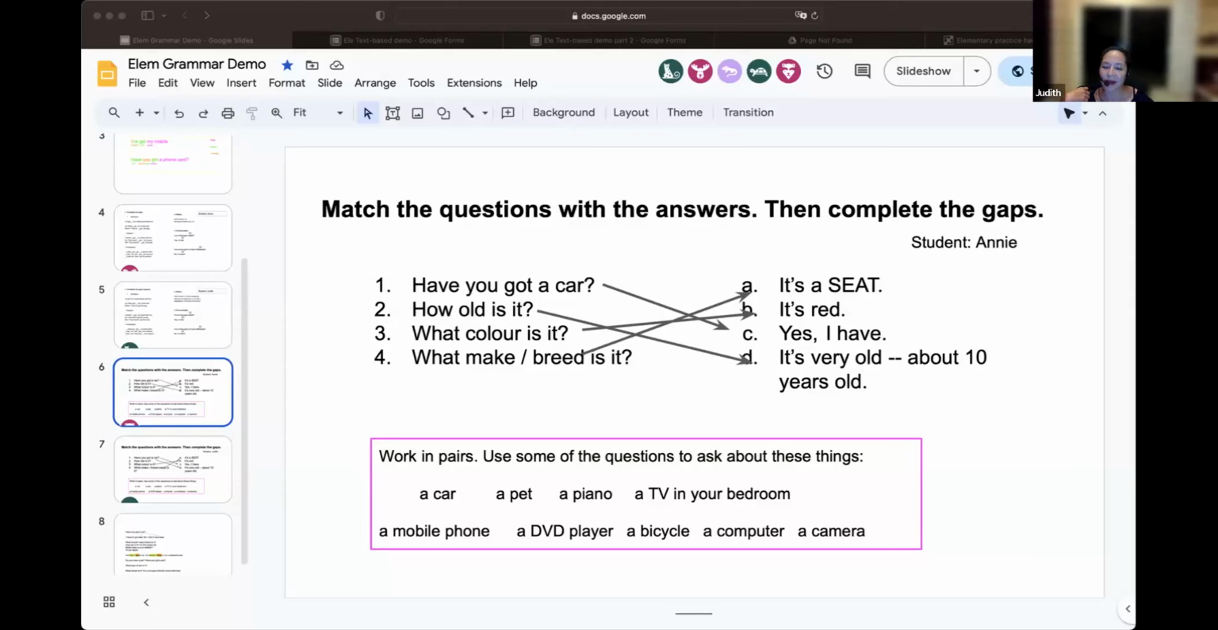White. White, plateado, white. Sí, blanco plateado. Okay. And what make is it? Is a honor. Okay.